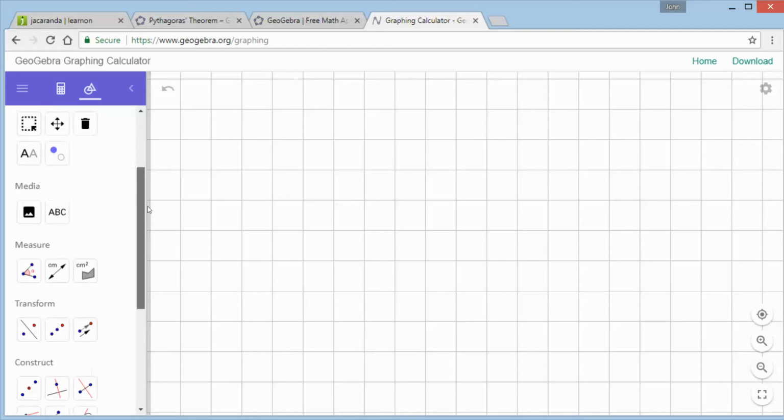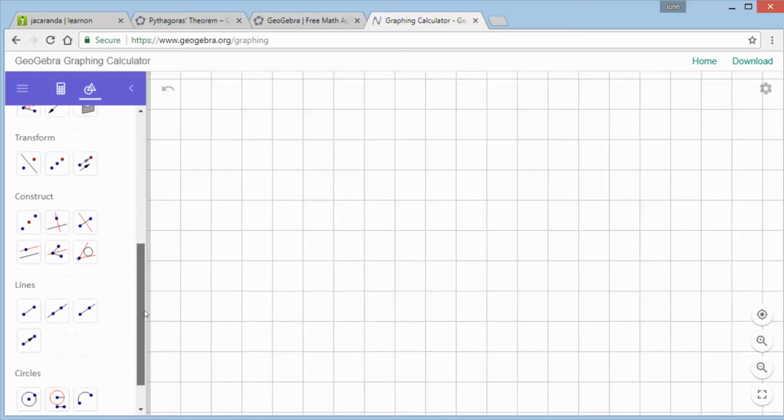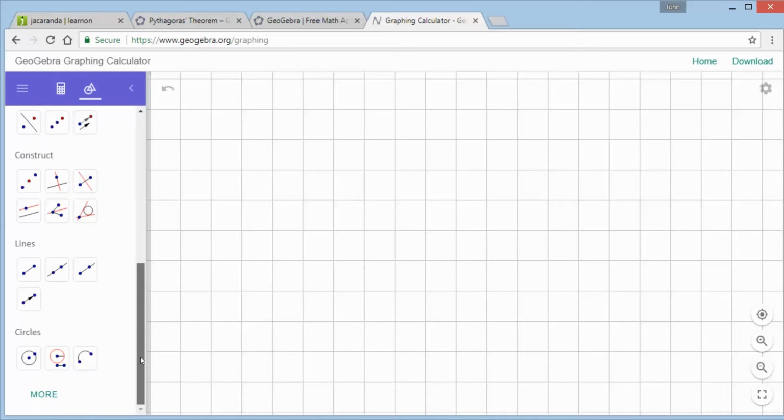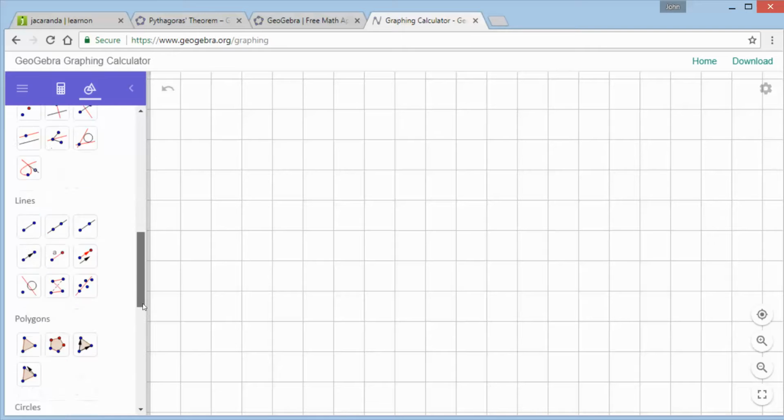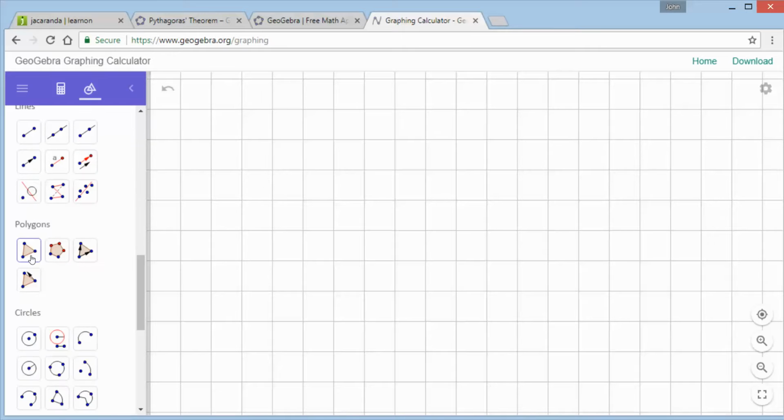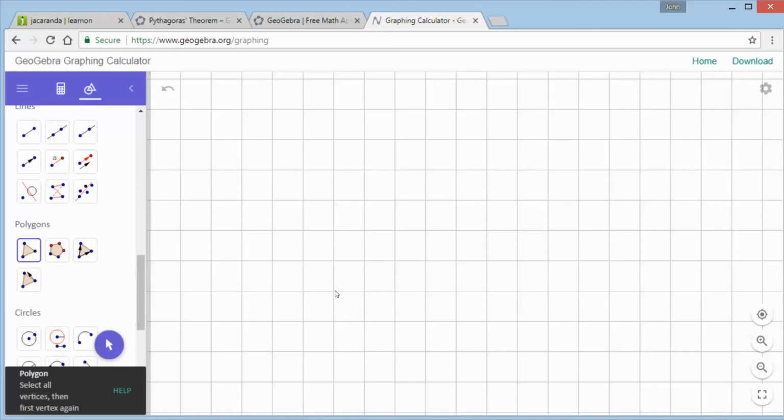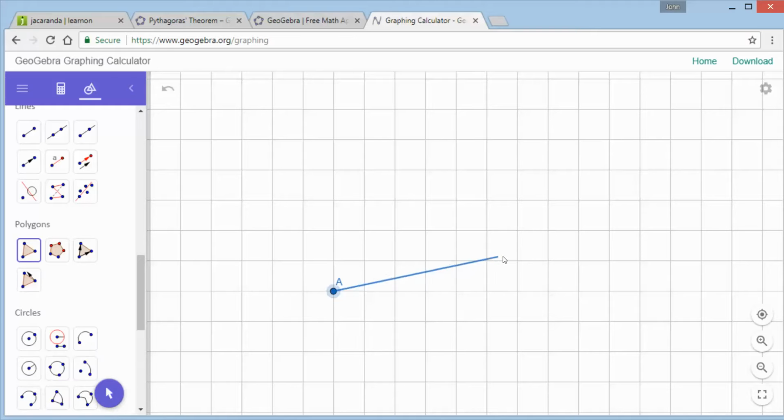then I want to construct a triangle. Just come down and press More, and then there's a polygon tool to create a polygon. Here it is. So press that tool and just press on the screen. Place 3 points and you'll see it constructs a triangle. After you've placed 3 points, just press back on point A, and there's your triangle.